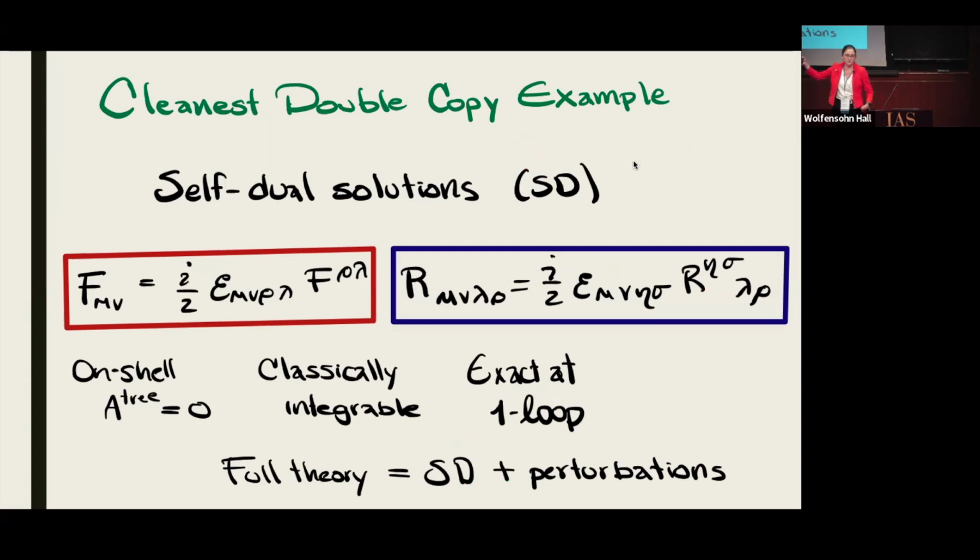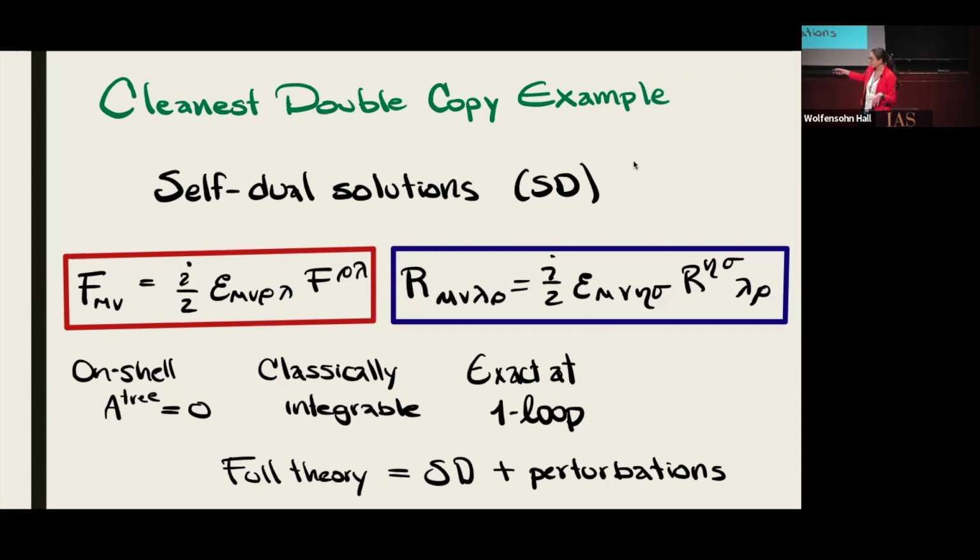So the cleanest double copy example in flat space is self-dual solutions. That means just that the Yang-Mills or your gravitational theory have a self-dual curvature, which in terms of coordinates here, you just see your field strength has to be self-dual, all your Riemann has to be self-dual. So these theories have a lot of very nice properties. For example, if you consider on-shell scattering amplitudes with real momenta, all of them vanish, which just shows the fact that these are classically integrable theories.